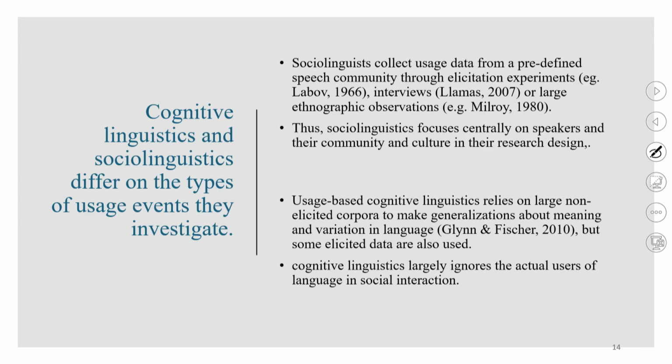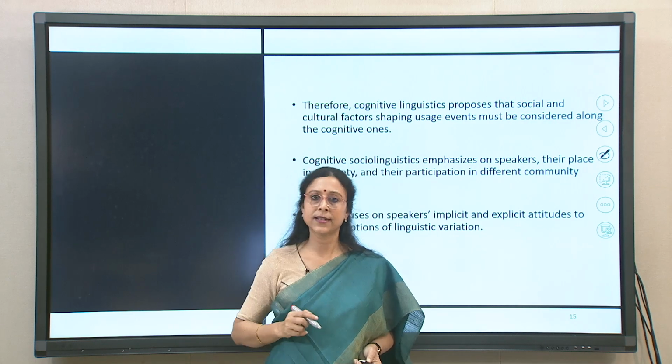Now, cognitive linguistics and sociolinguistics differ on the types of usage events they typically investigate. Sociolinguistics collects data from a predefined speech community through what we call elicitation experiments, interviews, observations and so on. On the other hand, cognitive linguistics relies on non-elicited corpora to make generalizations about meaning and variation. Thus, sociolinguistics focuses centrally on speakers and their community and culture, while cognitive linguistics largely ignores the actual users in the social interaction. So, even when they are looking at the usage, this is where the difference lies.